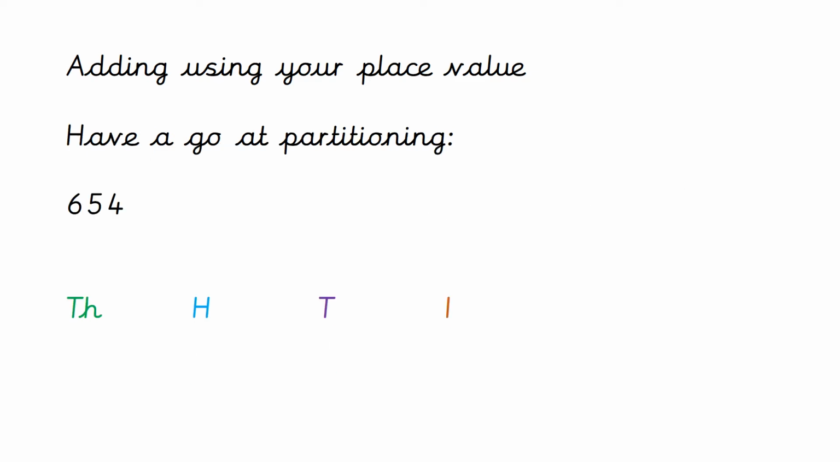Have a go at this one. So write down on a piece of paper your thousands, your hundreds, your tens and your ones column. See if you can partition 654. So pause the video and have a go for a few minutes.